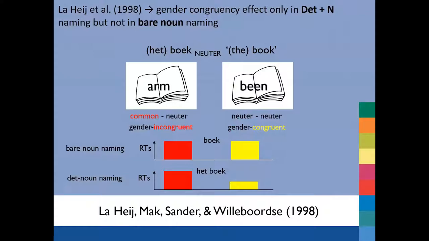Now, further investigation of this phenomenon led to a study carried out by Vitória La Heij. And the interesting part of this study is that she was able to replicate the effect that Herbert found with the determiner noun naming conditions. So when the distractor word was congruent, the reaction times were faster than when it was incongruent. However, and this is something that Herbert did not test in the beginning, when you have a bare noun naming condition, so when you just ask people to name the picture by the bare noun, so just saying book in this case, there's no difference between the two conditions. Okay, so this is interesting.